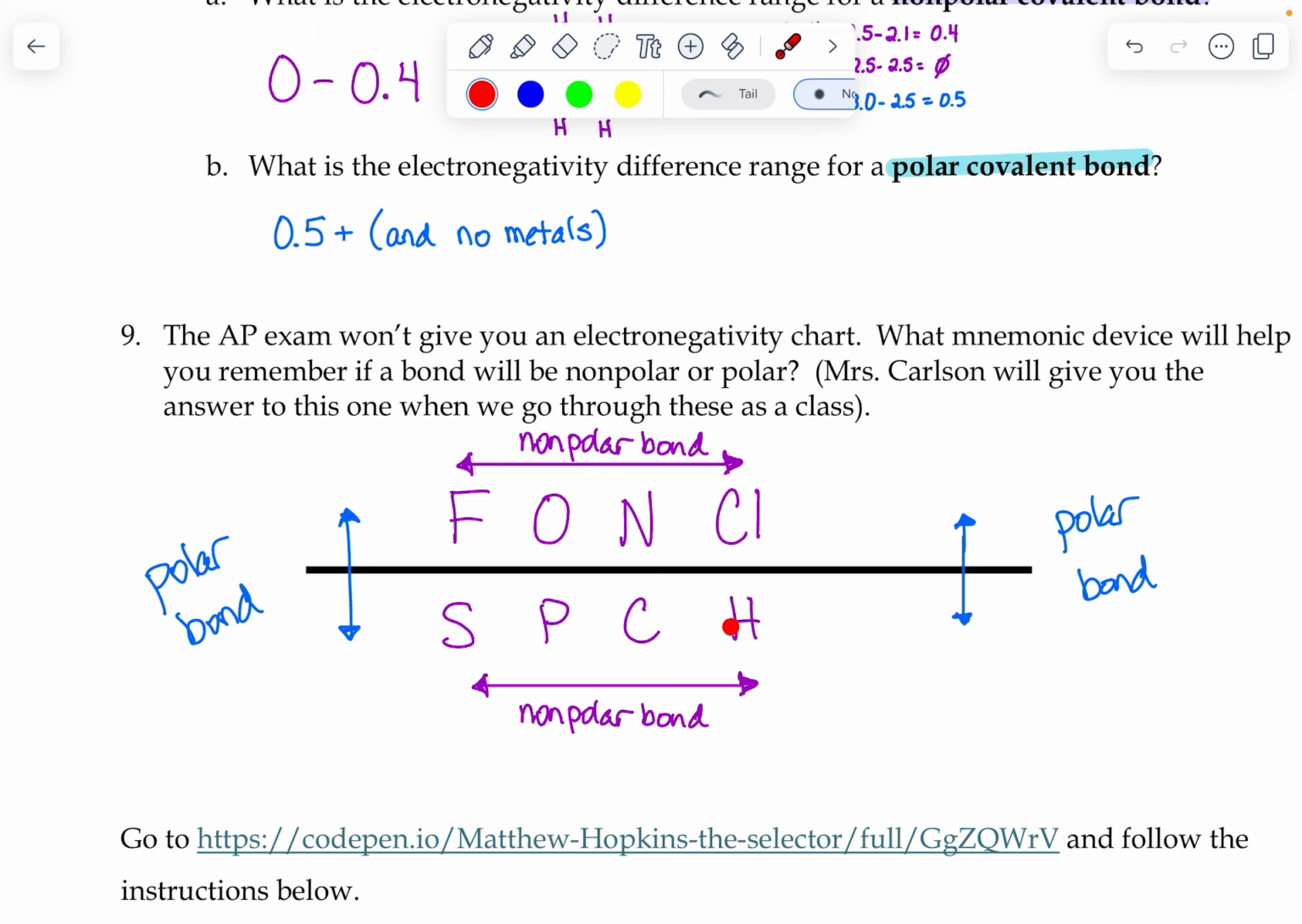However, if you cross that heavy line, if you bonded fluorine to hydrogen, let's say, or nitrogen to sulfur, for example, anytime you cross the line, that's when our electronegativity differences start to get larger and we have a polar bond overall. The fluorine, oxygen, nitrogen, and chlorine are the elements that have higher electronegativity values, so they would be the electron hogs in those polar bonds.